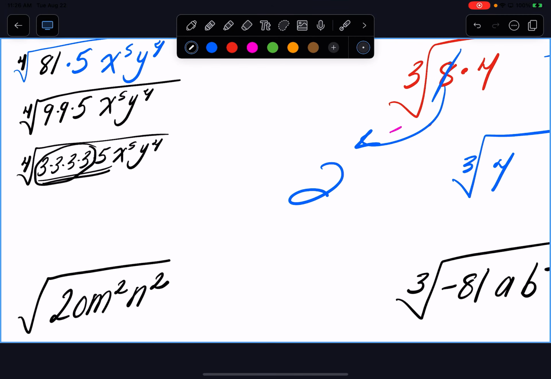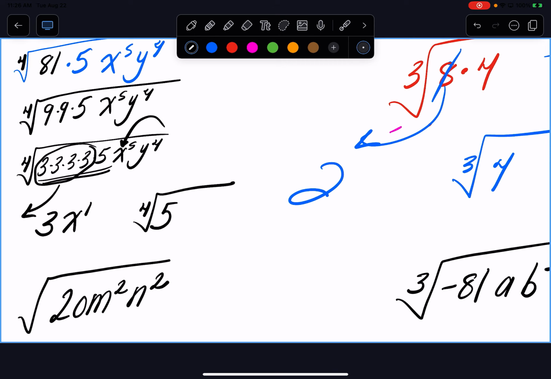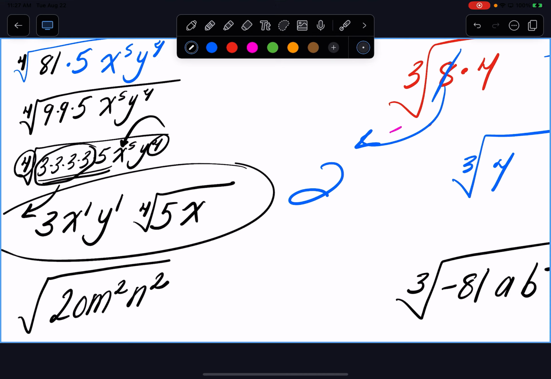So I pull out a 3. And how many groups of 4 are there in 5? 1. x to the 1. So then let's actually put our radical and write a 4th root so we don't get confused. What was remaining with numbers? 5. And now what's remaining with x's? x to the 1. How many groups of 4 are there in 4? 1. So y to the 1. And done. How many of you got it right? Nice. We get better as we go.